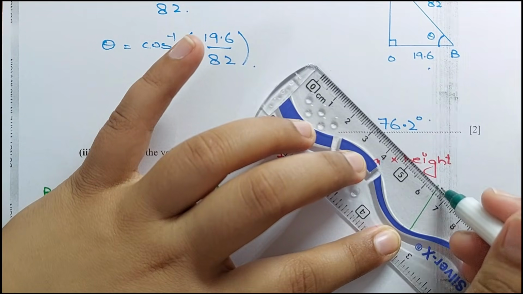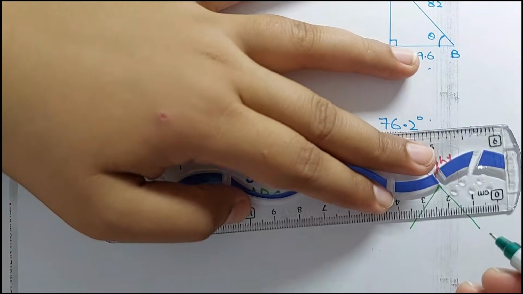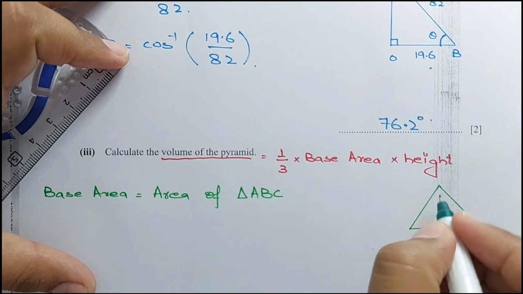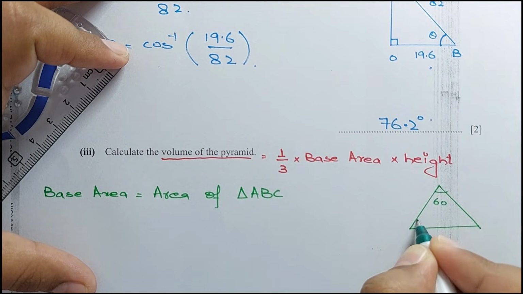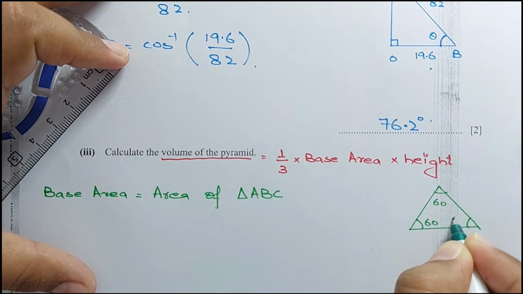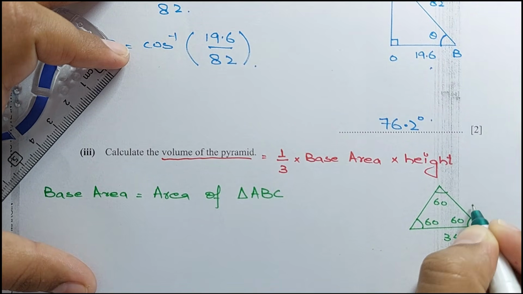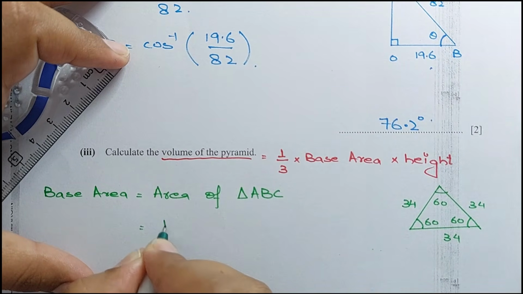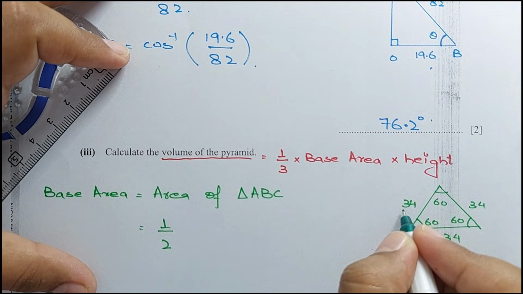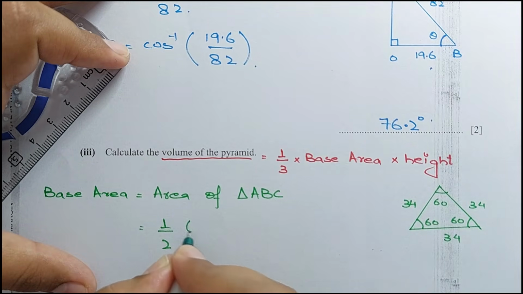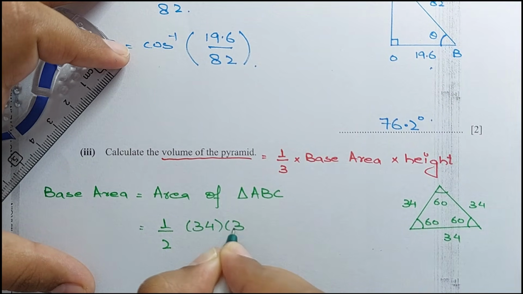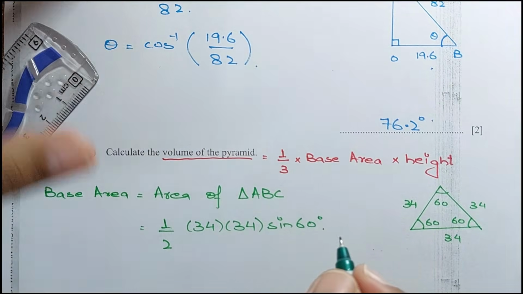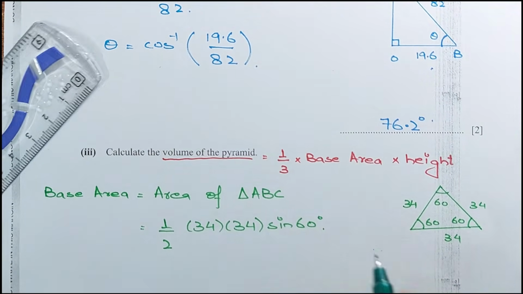Let me draw the equilateral triangle. I know this doesn't look equilateral, but assume that. This angle is 60, this angle is 60, this angle is 60, this length is 34, 34, and 34. Okay, so we can say half times 34 times 34 times sine of 60. We use the formula for the area of a triangle, which is 1 by 2 ab sine C.